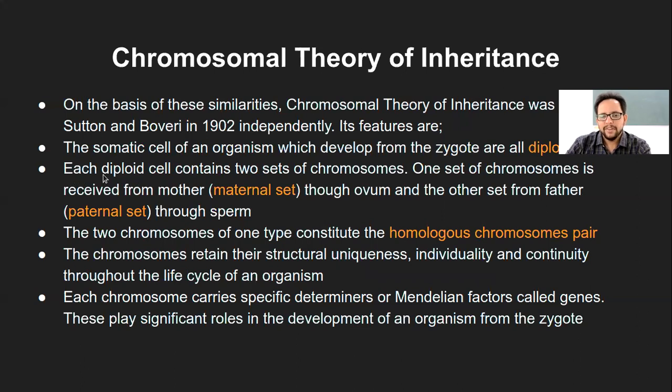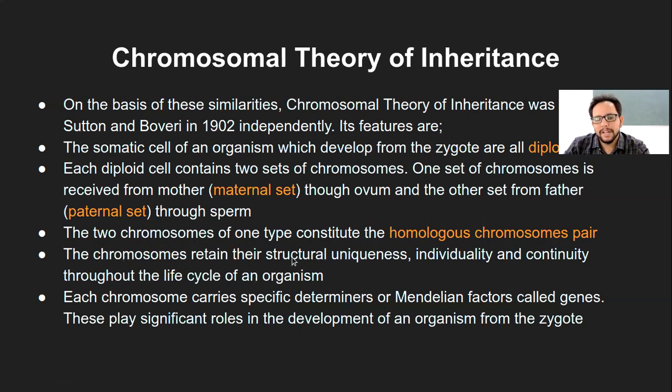The second point is, each diploid cell will contain two sets of chromosomes. One is from the mother and the other is from the father, coming through the ovum and the sperm. The two chromosomes of one type will constitute the homologous chromosome pair, right? That means chromosome number 1 from the father and chromosome 1 from the mother are of one type, and they will constitute the homologous chromosome pair.